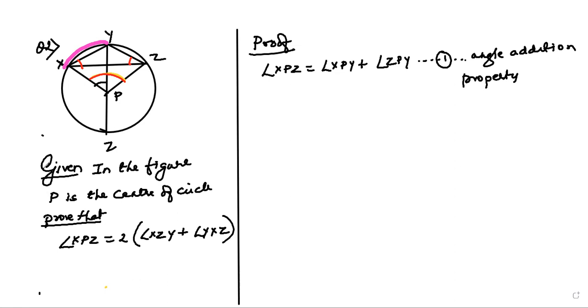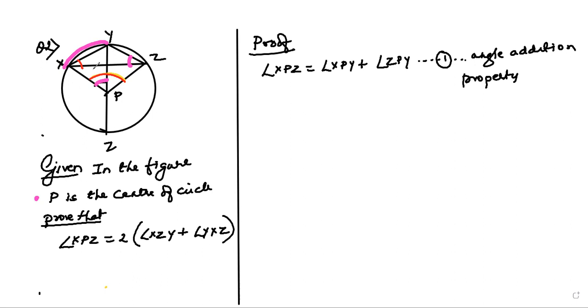Please have a look at it. Angle YZX, or you can call it angle XZY, whatever you call it. I repeat, this angle XPY is intercepting arc XY. This angle XZY is also intercepting arc XY. The central angle is intercepting this arc. This inscribed angle is also intercepting this arc.